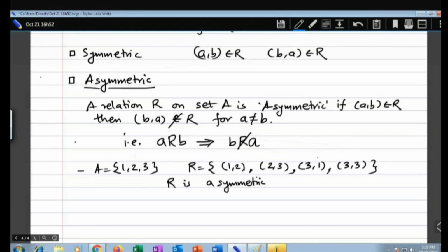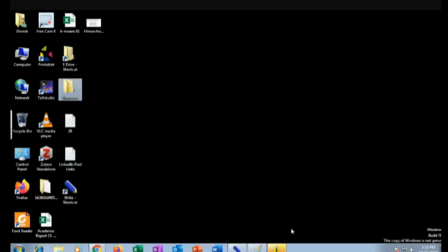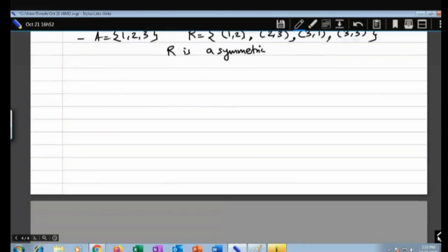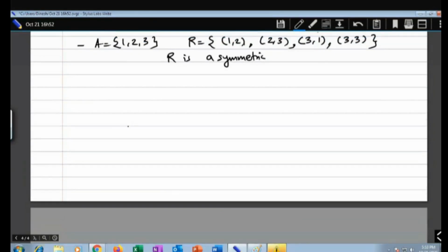Transitive I think we have seen. Let me write the meaning of this. Quickly I will summarize these properties with the mathematical notations, and let's say meaning.